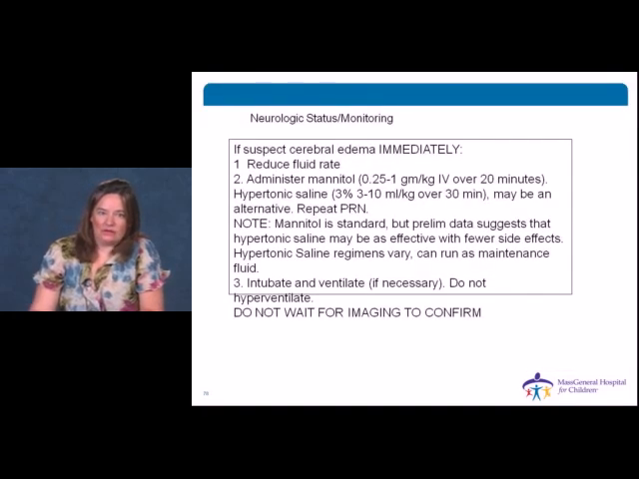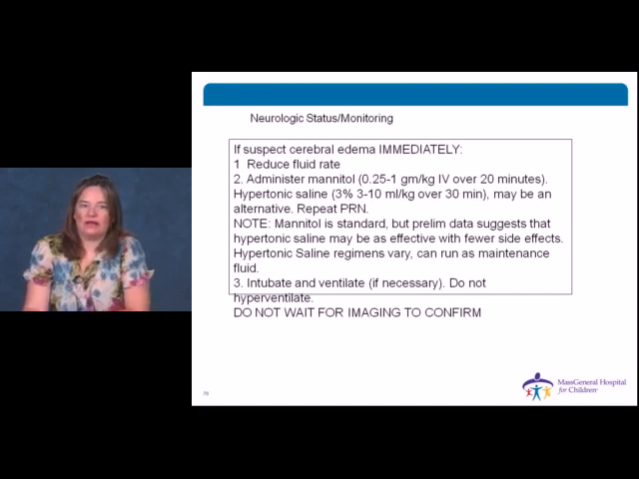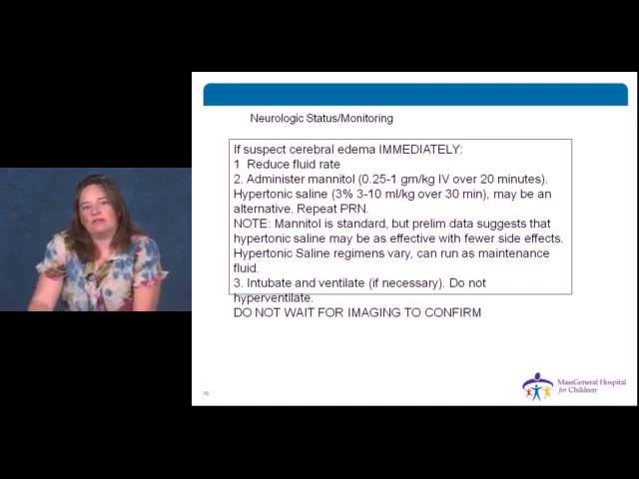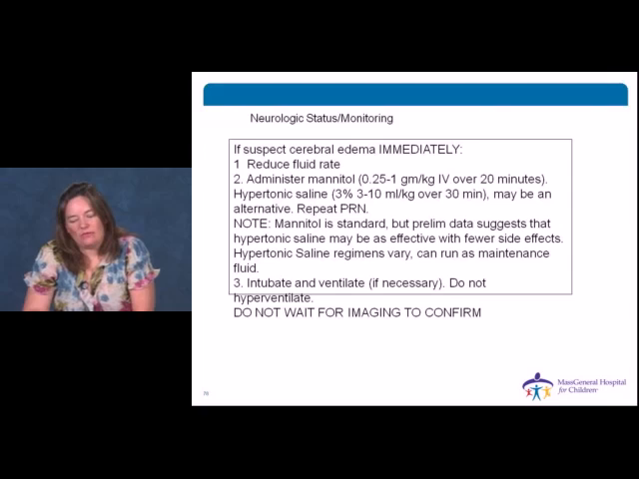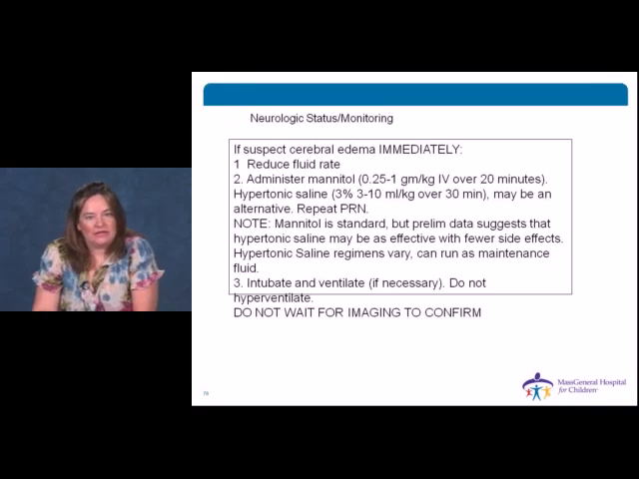To go a little more specific, what you want to do is reduce the fluid rate and administer mannitol. But I also want to mention, because some centers have better access to hypertonic saline, a lot of the ICUs, especially pediatric ICUs, are more comfortable with it, and hypertonic saline is coming along as probably also a reasonable alternative.